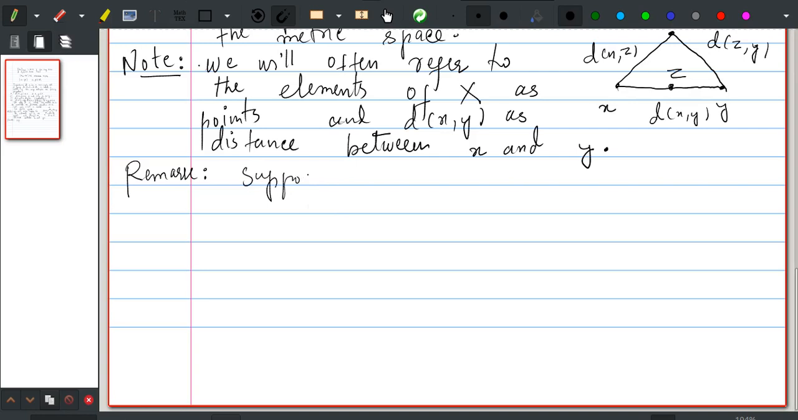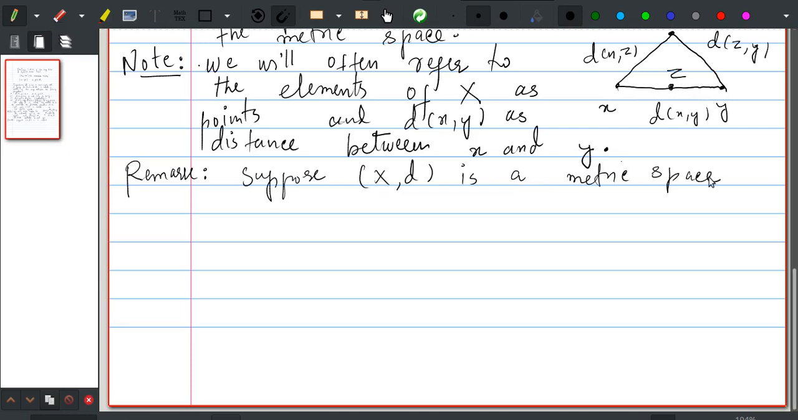Suppose (X, d) is a metric space and Y is a non-empty subset of X. And Y is non-empty.